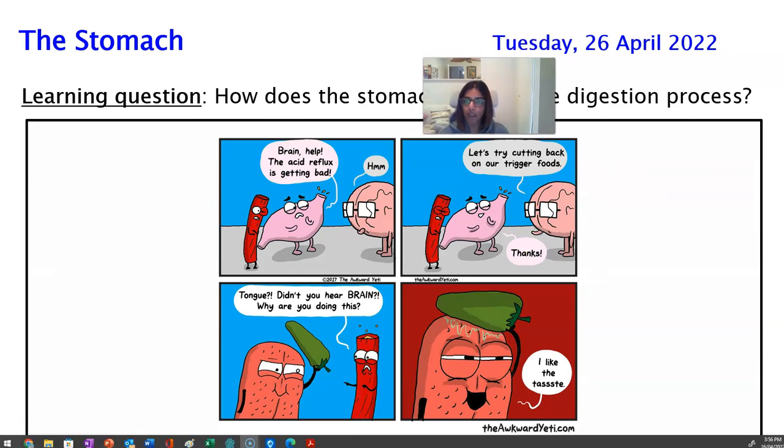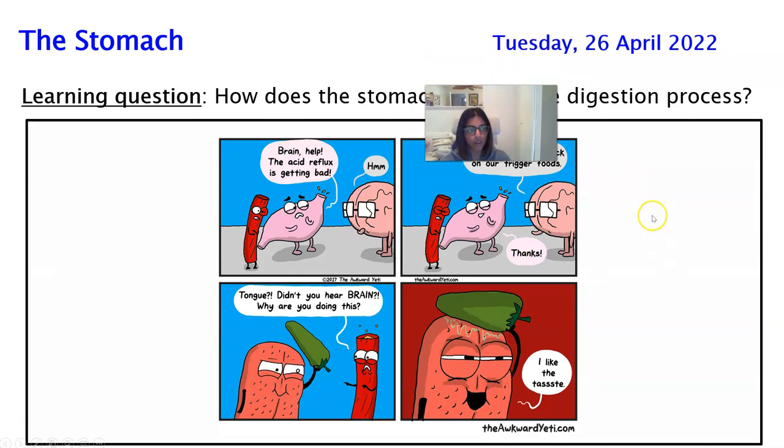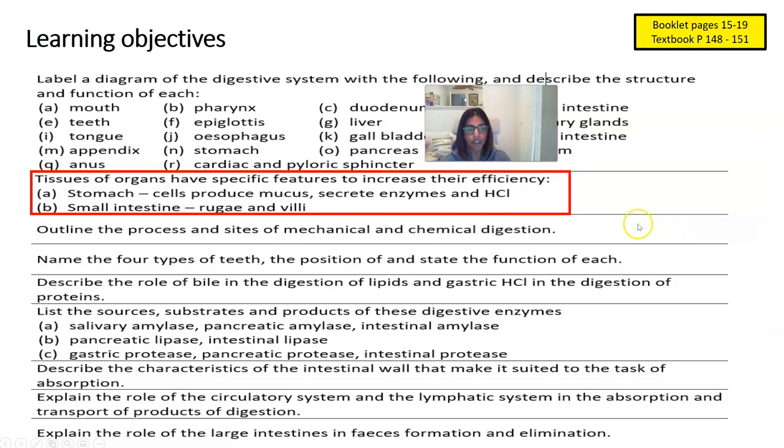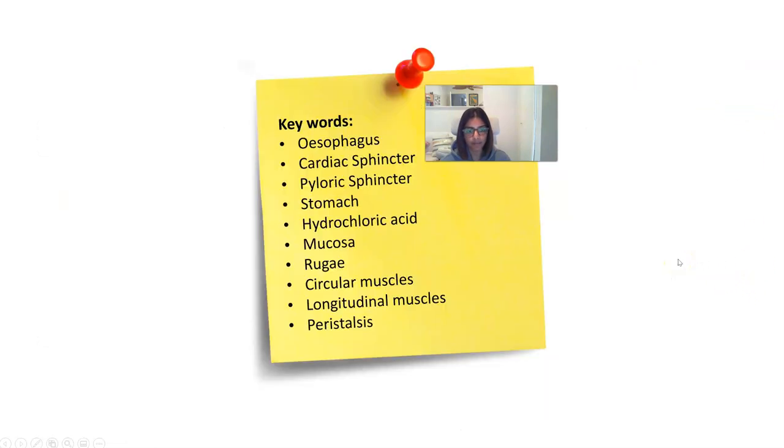Okay, so now we've talked about the esophagus, we're now going on to look at the next part of the digestive tract, and that is the stomach. Here we're going to be focusing in on part A of this learning objective, and as ever, please ensure that you've read the relevant pages in your textbook. Okay, so here we've got some more keywords. Then it will get easier as we go through them, and hopefully you'll have recognized a couple of them already.